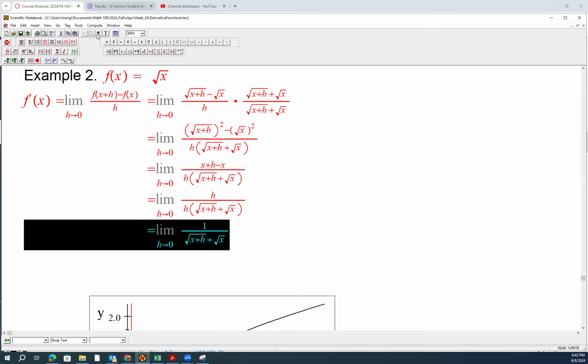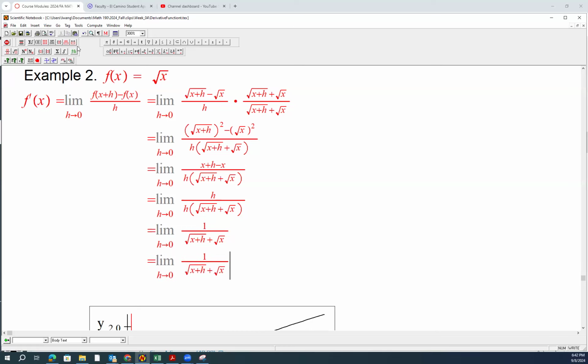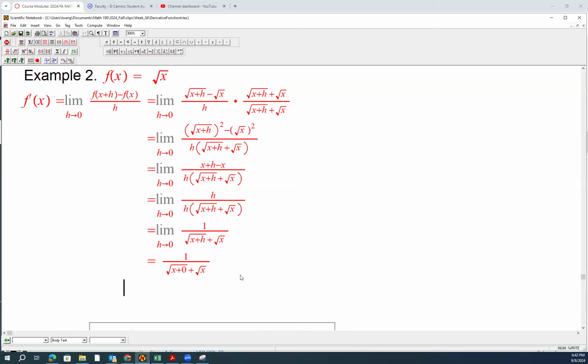Now we can do direct substitution. Remove the limit, substitute h by 0. So finally, we get the derivative of the square root of x, which equals 1 over 2 times root x. That's it. So we know the function, and we also know its derivative. So we graph these two functions in one rectangular system.